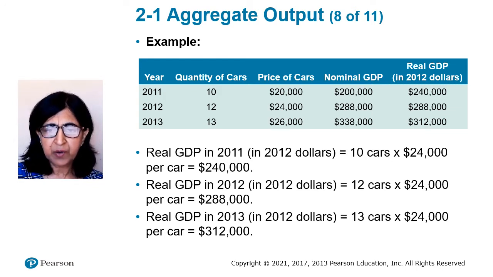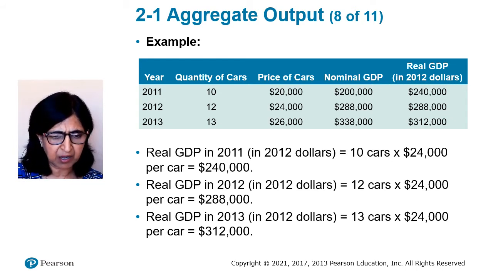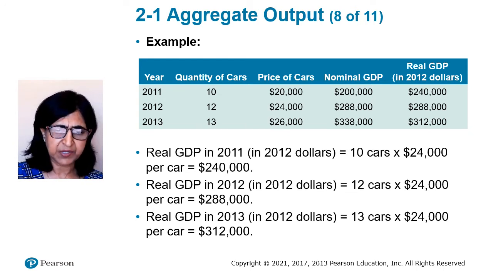However, real GDP goes up from $240,000 in 2011 to $288,000 in 2012, a 20% increase, and from $288,000 in 2012 to $312,000 in 2013, an 8% increase.